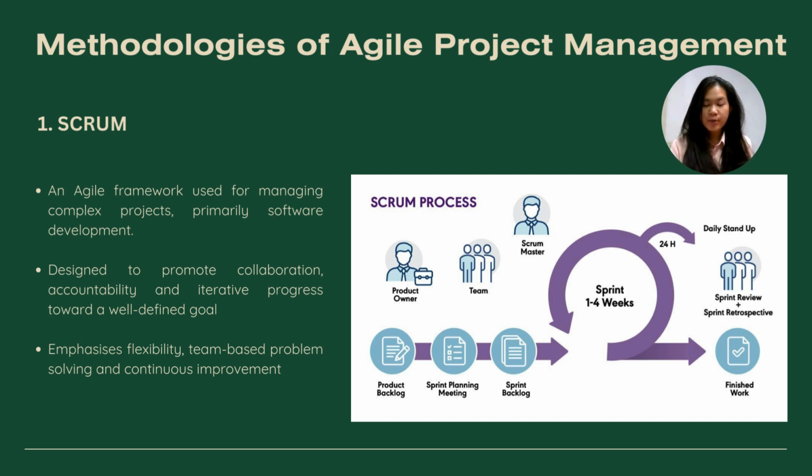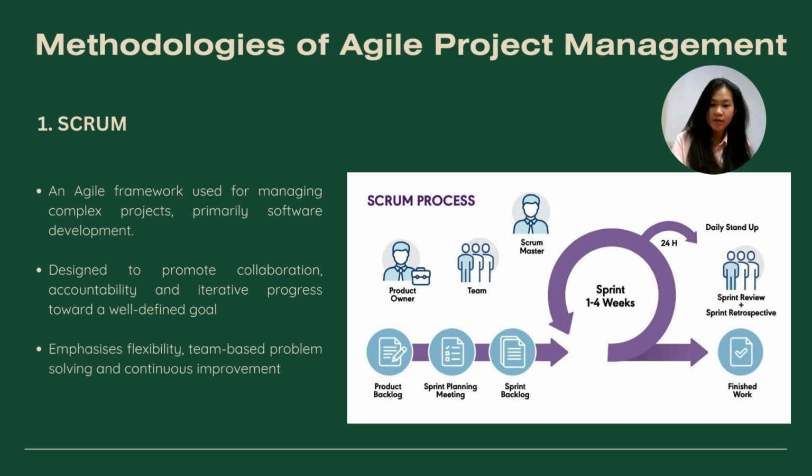So in the Scrum process, they would usually hold daily stand-ups, which are a 15 minutes meeting whereby the team would discuss what they have done or they are going to do, or even the obstacles they are facing during the sprint cycle. And the sprint backlog consists of the list of items or tasks they have to do in the sprint cycle. And we'll move on to the next methodology, which is Kanban.